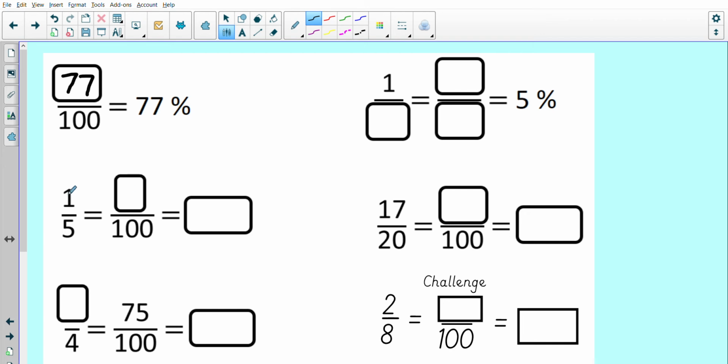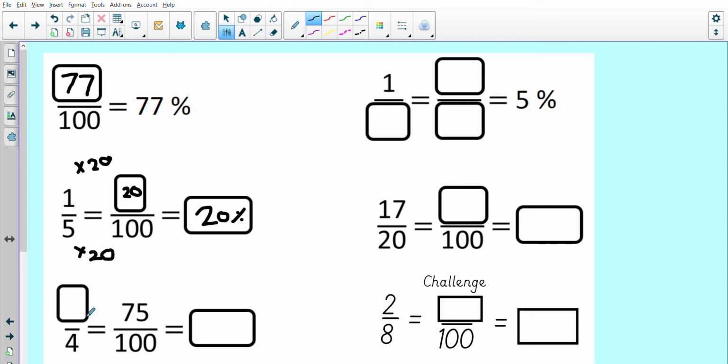Let's do this one next. 1 over 5 equals something over 100. So how have I got from 5 to 100? Well, we just learnt that 5 times 20 is 100. So that's what I've done to my denominator. I do the same to my numerator. 1 times 20 equals 20 out of 100. And 20 out of 100 is 20%.